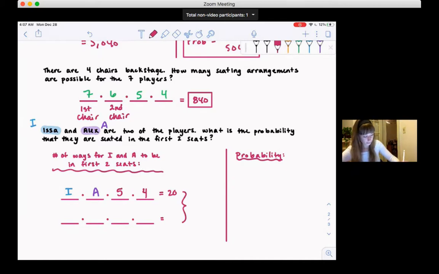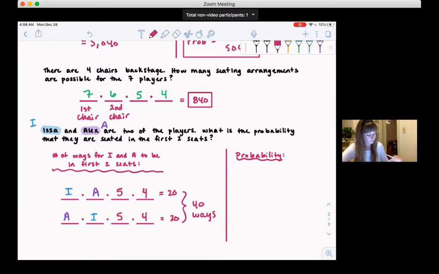But maybe Alex was first. It didn't say who was first, it just said that the first 2 seats have to be Isa and Alex. So it could be Isa, Alex, but it also could be Alex, Isa. Now if it's Alex, Isa, then they're out, and then we have 5 choices and then 4 choices for the remaining seats. So we have another 20. Altogether there are 40 ways that Alex and Isa could be in the first 2 chairs.